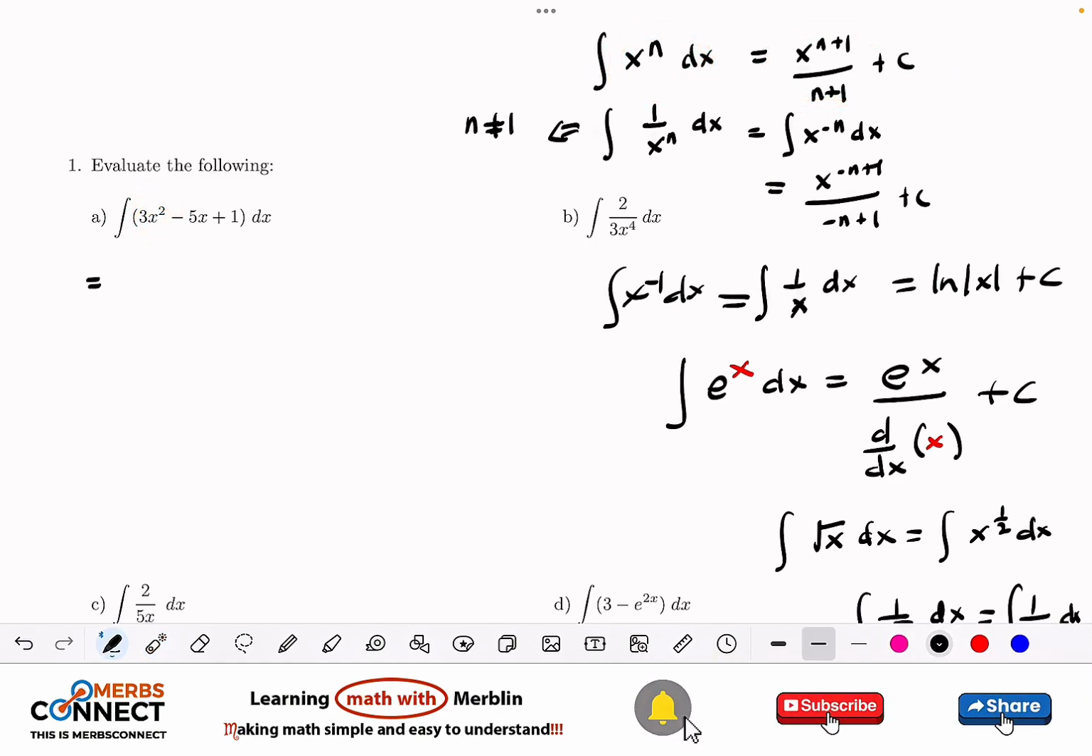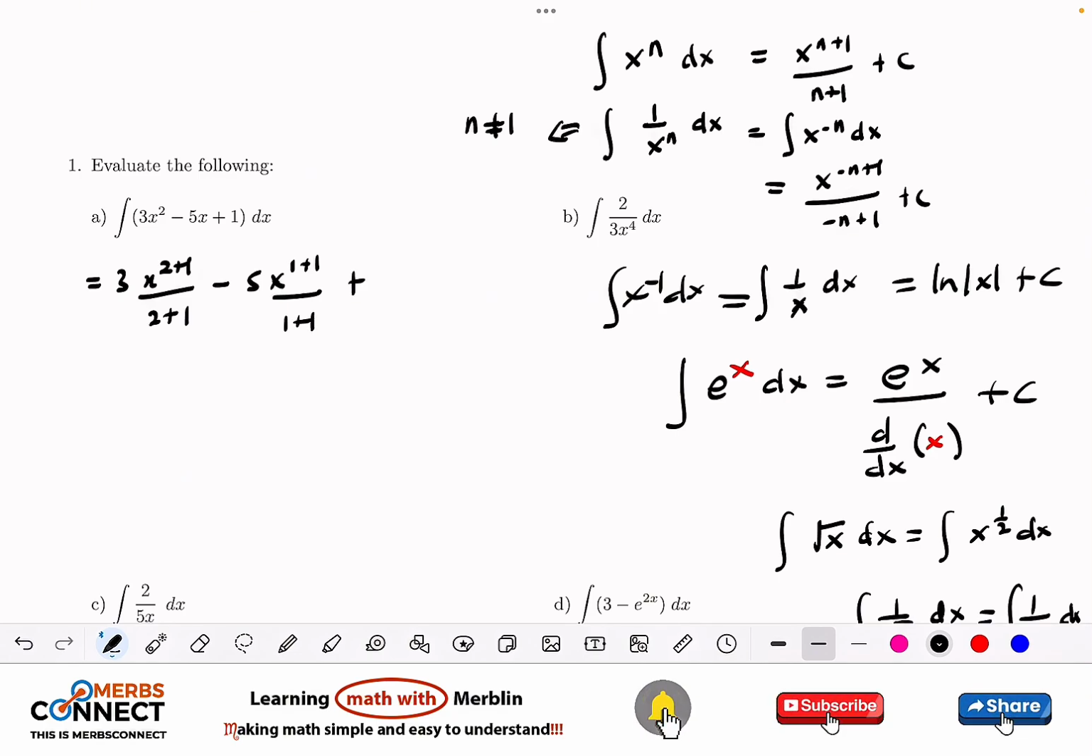So I'm going to have 3x to the power 2 plus 1 divided by 2 plus 1. So as we see it from here, here our n is 2, so we add plus 1. So you can see that everything on the top here is the same as what is over here. So 2 plus 1, 2 plus 1 here. Then minus 5. Now x is to the power 1. So I'll add plus 1 divided by plus 1.